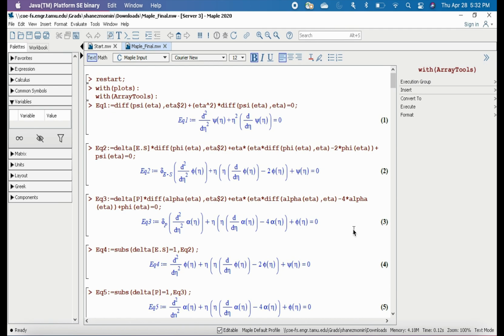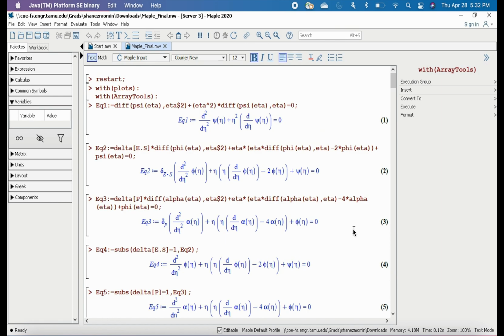Firstly, we add all the modules that will be needed. We add ArrayTools for plotting our vector solutions, which we'll cover in a later section. Equations 1 to 3 are ODEs, which we defined earlier. We take those ODEs and solve them numerically to get our solutions. Equation 1 describes the change in concentration of substrate with respect to eta. Here, psi represents substrate concentration.